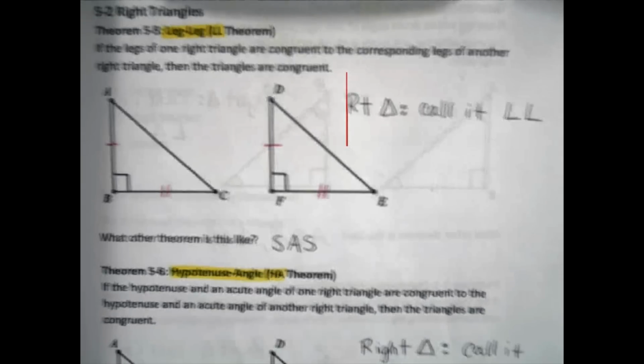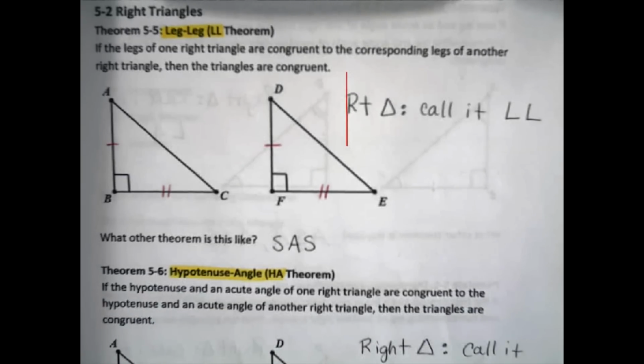This lesson is about right triangles and similar triangles. Because right triangles all have a 90-degree angle, they already have one angle that is congruent. That allows us to use some additional special theorems to prove that triangles are congruent. The first one is called the leg-leg theorem, or LL.